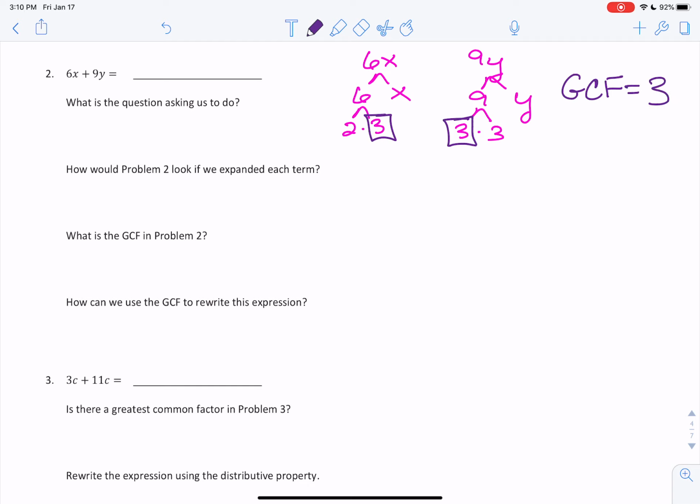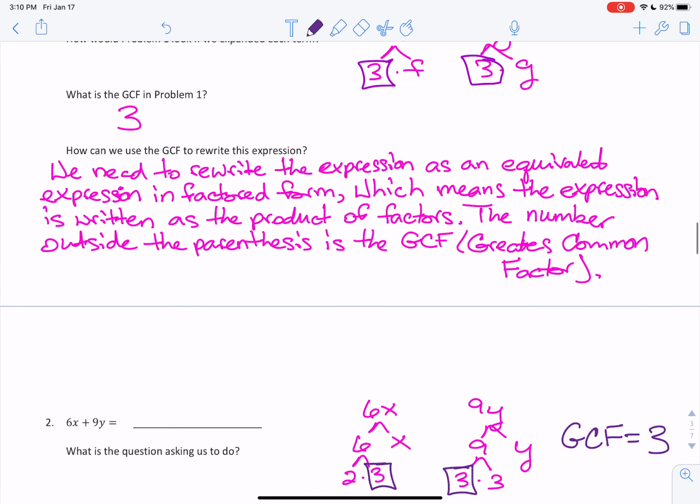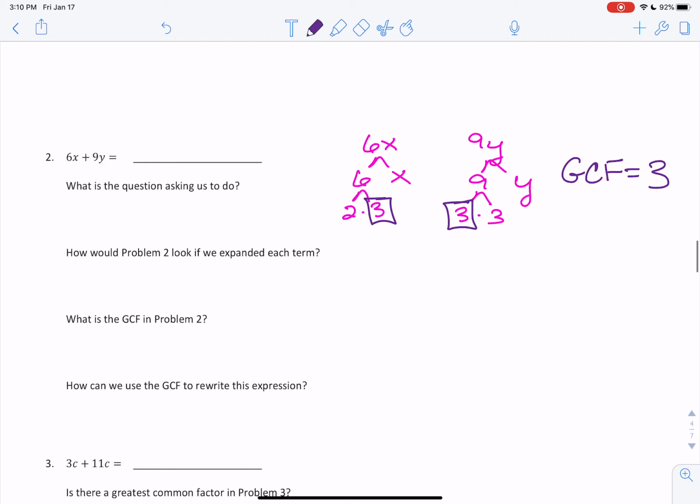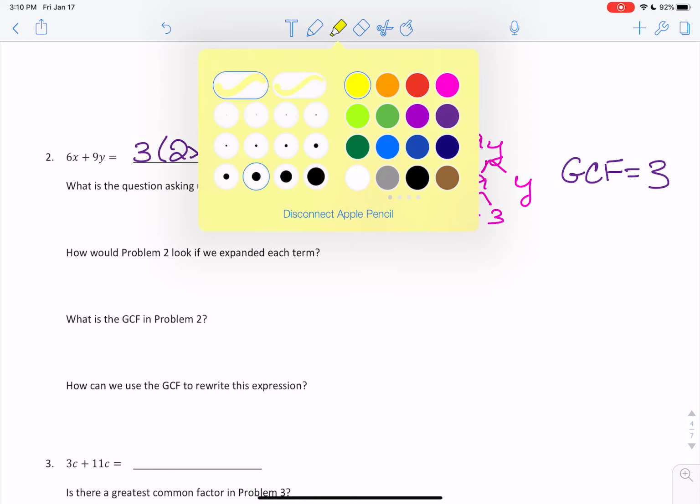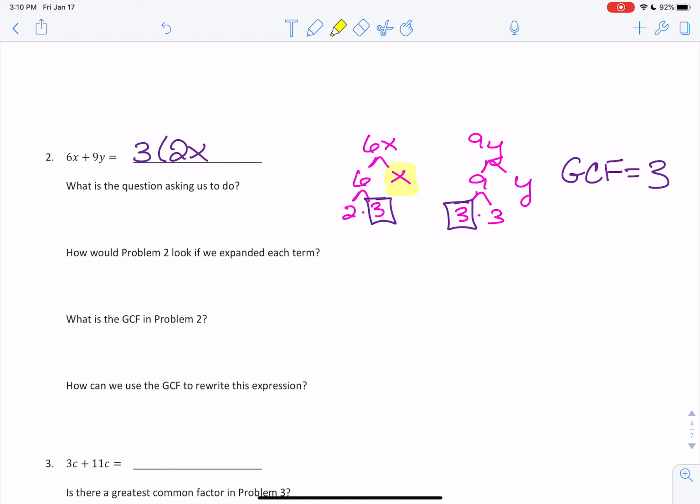Okay? So remember from our explanation here that whatever our greatest common factor is goes outside the parentheses. So when we're writing this out, 3 is our greatest common factor. It's going to go on the outside of the parentheses. Everything that stays inside the parentheses is the leftover. Okay? So what times 3 gives me 6x? Well, that's 2x. The x can't combine with the y, right? So they don't have anything in common. And the 2, 9 didn't have any 2s. So the 2 and that x are the leftovers that stay in the parentheses.